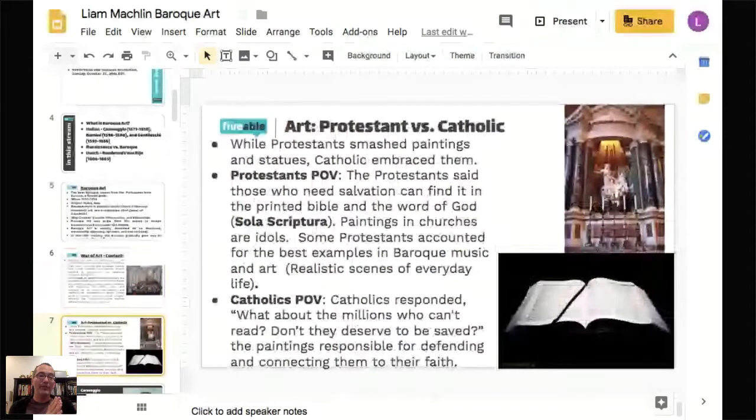It's very, very easy today, if you walk into a church, to see very quickly if it's a Catholic church or a Protestant church. Anyone know how you can tell the difference? How do you know if you're in a Catholic church or a Protestant church? Sarah? Jamie?